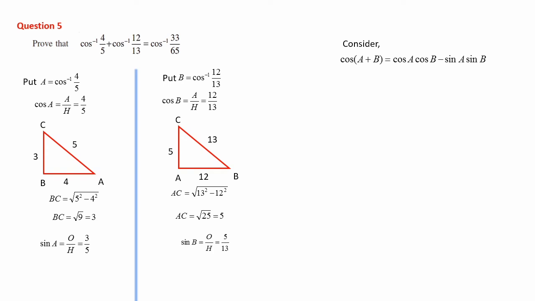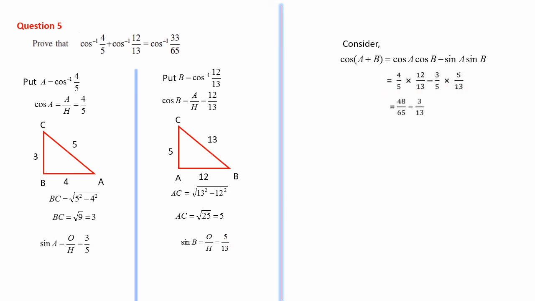Then we have to go for calculating sin B, because sin A we have calculated. Now sin B we need. So sin B is O by H. O is 5, H is 13. So 5 by 13 we have got. Then let's substitute in the formula. Cos A is 4 by 5. Cos B is 12 by 13. Minus sin A, sin A is 3 by 5. Sin B is 5 by 13. So we have substituted. From here, normal calculation: 4 into 12 is 48, 5 into 13 is 65. Here 5 and 5 we can cancel. Then 3 and 13 are the only denominator, so we get 3 divided by 13.